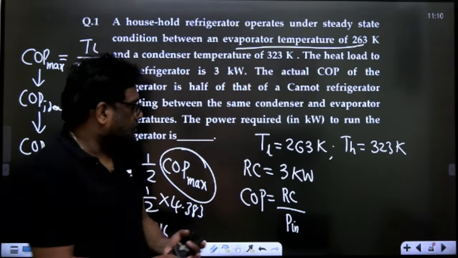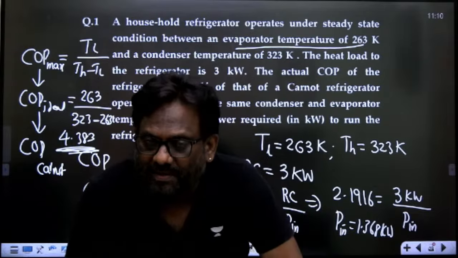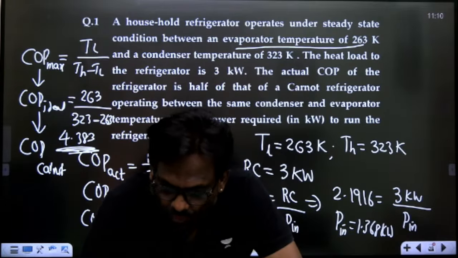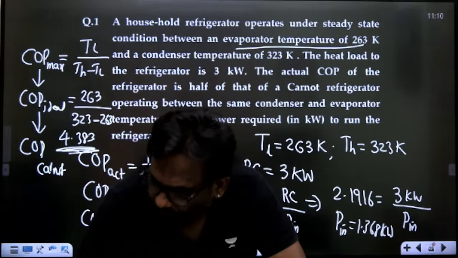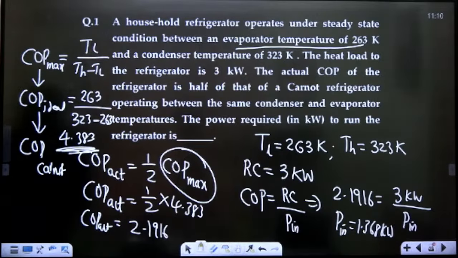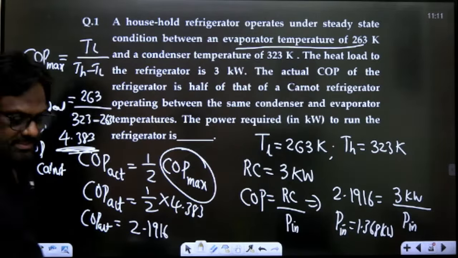Now how much is this coming to, sir? Is it 1 point? What is the answer? The power input is 1.368 kilowatt. Is this right or wrong, sir? 1.368. This is the power input. Clear, sirs? Clear, mitro? If this is clear, I'll proceed, my dear students. So the answer for the first one has come, 1.38 something. Now let's go to the second. We won't waste time.